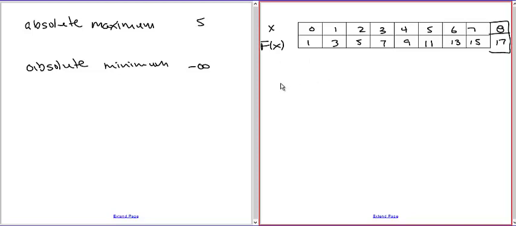Okay, so the first problem, number 30, says f of 6. So the 6 is the x value. So f of 6 is 13. F of 2 would be 5. F of 4 would be 9.